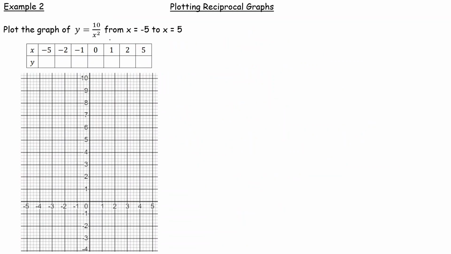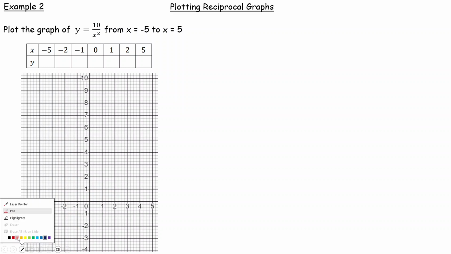Good. Example 2 is a bit more challenging. It is still a reciprocal graph because it is a number over, this time not x, but x squared, which will actually change the look of the graph a little bit. Let's plot the table of values and hopefully we will be able to spot what the graph will look like.